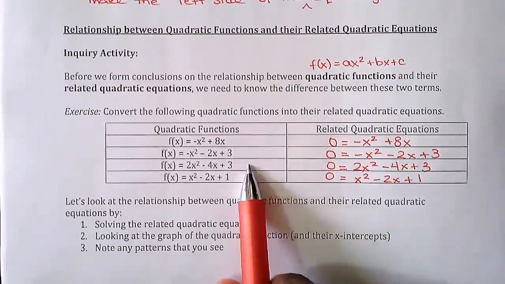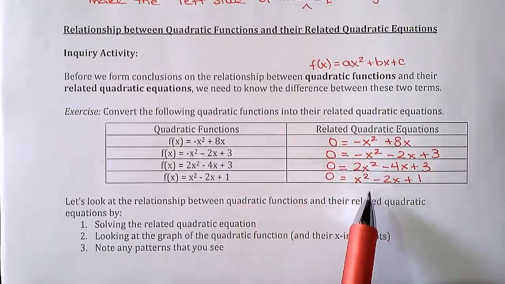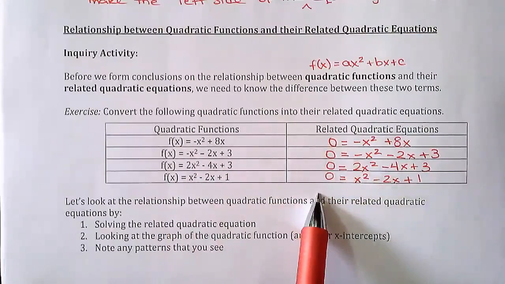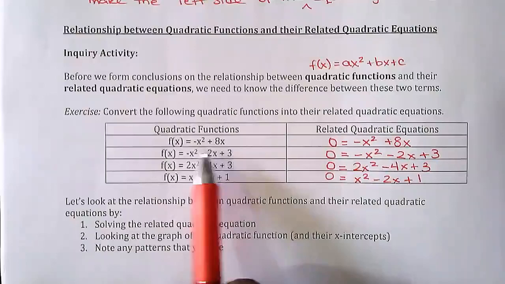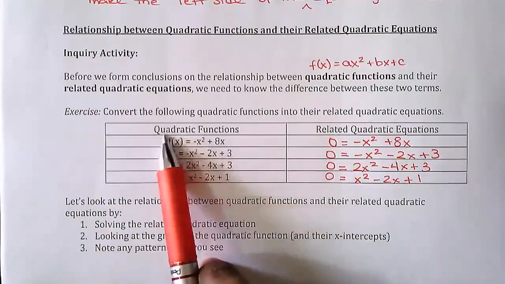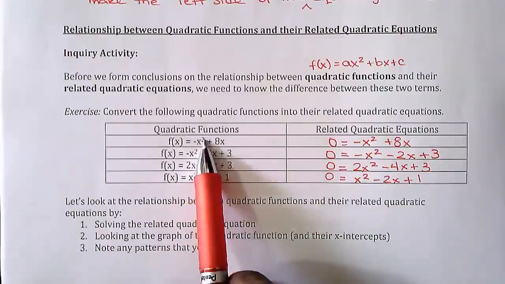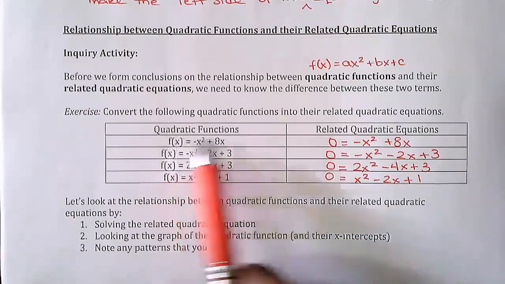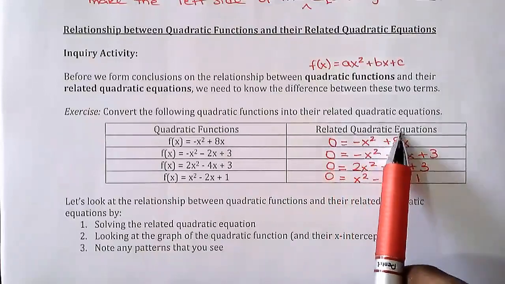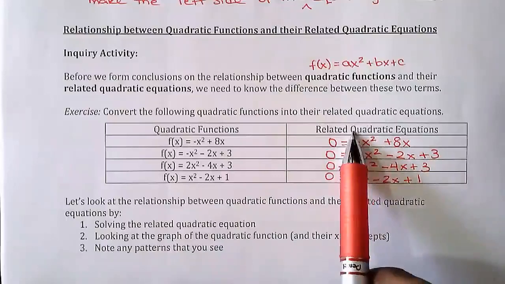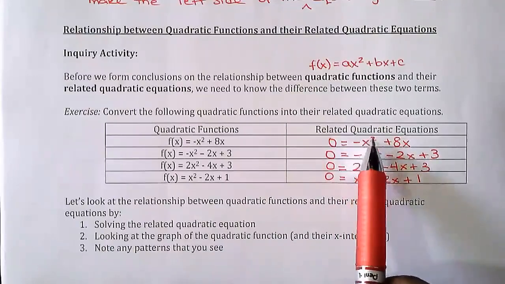So here we have quadratic functions. Here we have related quadratic equations where essentially the y variable has been replaced with a 0. So why is this a function? Again, because it has both the y and the x, and it's a quadratic function because the highest degree on the x is 2, whereas the degree on the y is 1. This is a quadratic equation because there is no y here, there's only x's, but also quadratic because the highest degree on an x is 2.